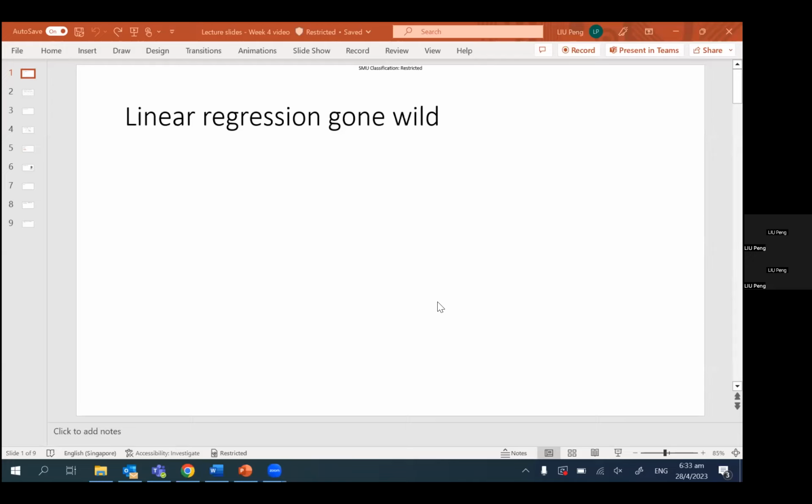Hello everyone, welcome to the fourth lecture on machine learning with financial applications. In this class, we're going to talk about a very important topic, which is regularization and also generalization in deep learning or machine learning in general. So let's look at the context.